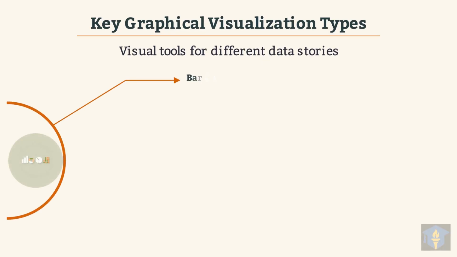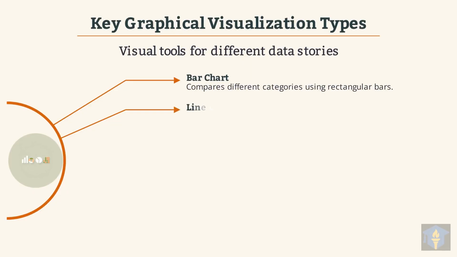Let's explore some of the key graphical visualization types that help us tell different data stories effectively. These visual tools are essential for crafting different data narratives, each suited for specific types of information. First, we have the bar chart, a versatile tool for comparing different categories using rectangular bars. Bar charts are excellent for comparing different categories, showing clear distinctions using varying bar lengths.